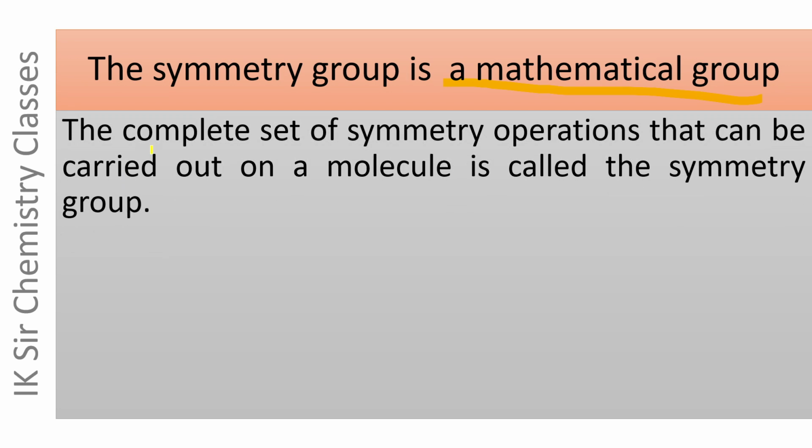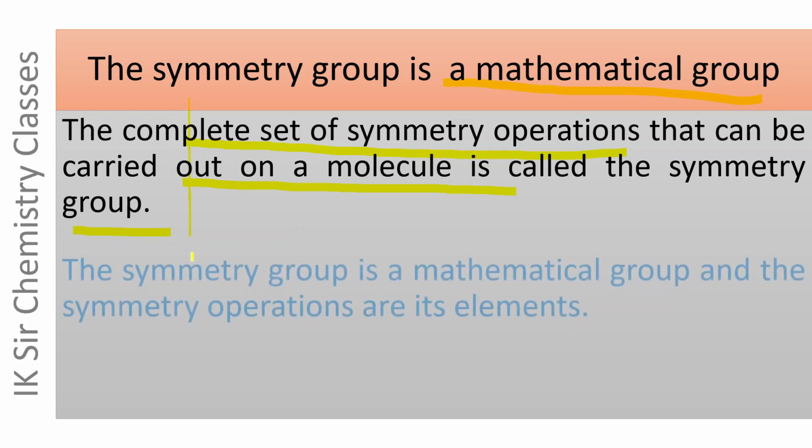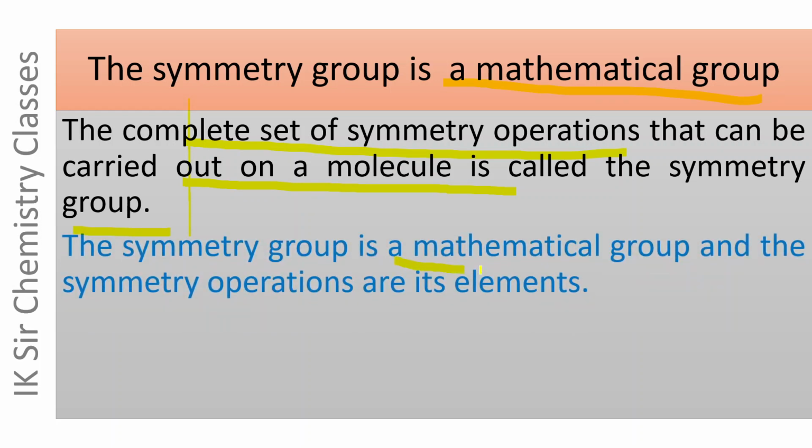First of all, we will see what is a symmetry group. The complete set of symmetry operations that can be carried out on a molecule is called the symmetry group. And the symmetry group is a mathematical group. That is, the symmetry group is a group in mathematical sense, and the symmetry operations are its elements.